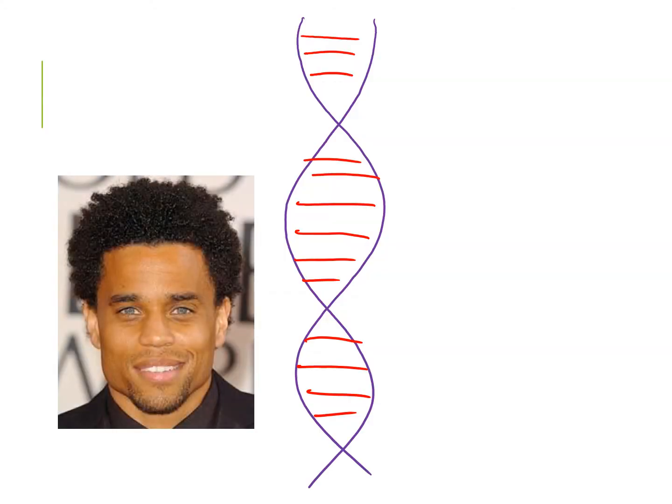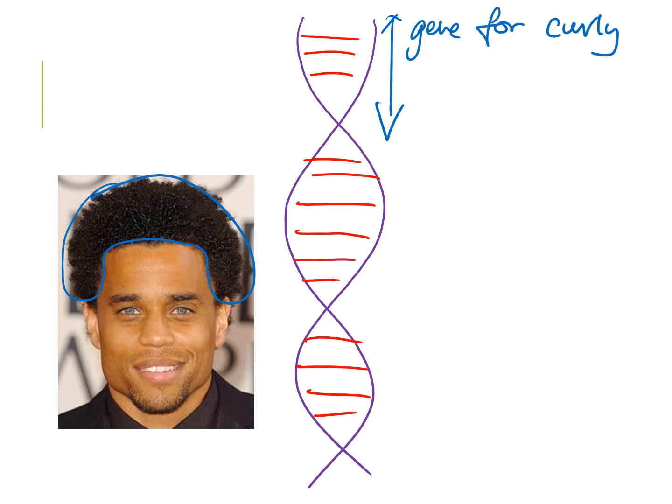Knowing the theory of one gene forming one protein, it gives a person their characters. Using the man in the picture here, he obviously has some curly hair texture. So what gene does he have? He has a gene for curly hair. This is actually a structural protein. It gives him curly hair.